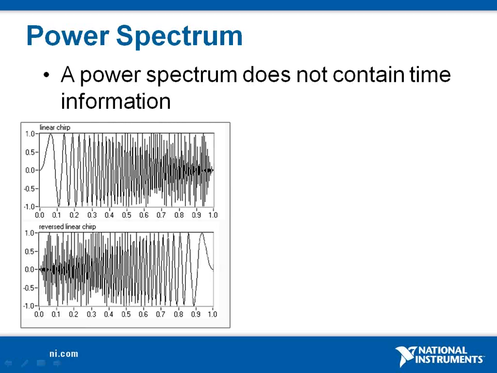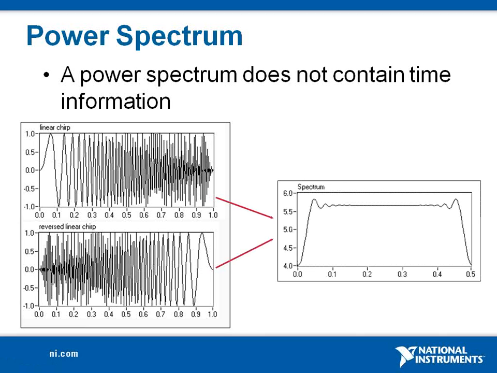A simple example is to compute a linear chirp and its time reversed version. While frequencies of one chirp signal increase with time on the top left, frequencies of the other chirp signal decrease with time on the bottom left. Although the frequency behavior of the two signals is obviously different, their frequency spectra, on the right, computed by the FFT algorithm, are identical.